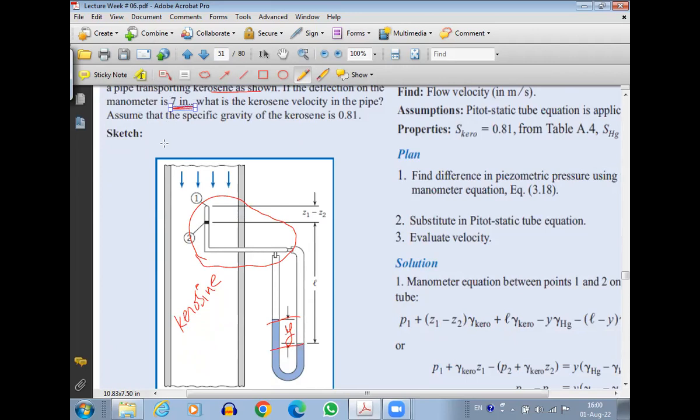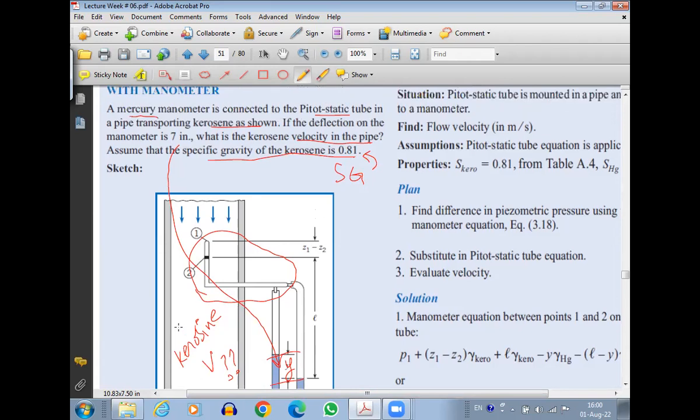How much is this deflection? This is actually 7 inches. Right? Now, what is the kerosene velocity in the pipe? We need to know the velocity of the kerosene in the pipe. Assume that the specific gravity of kerosene is 0.81. So we have the specific gravity of kerosene, which is 0.81.